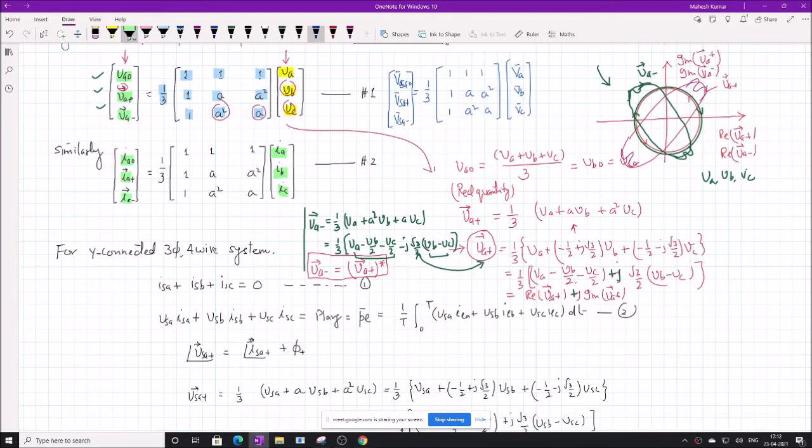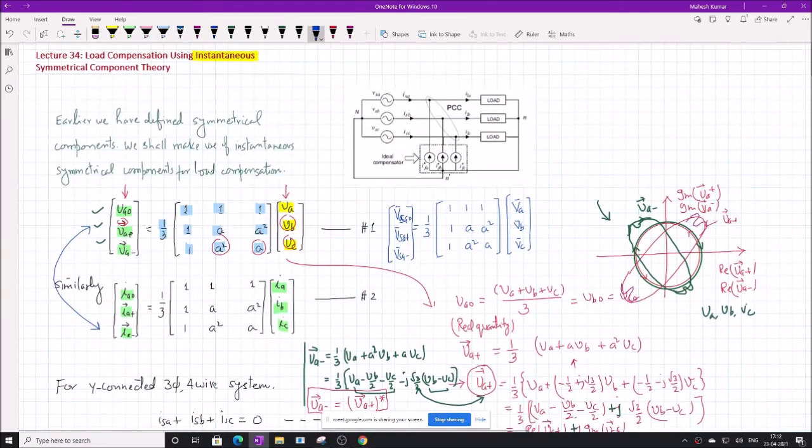These are very important concepts, and they are being used for compensating the three-phase 4-wire system shown in the figure here. As you see, we have a load which could be unbalanced and distorted. It may contain any kind of harmonic. So this load may contain a three-phase unbalanced and nonlinear load, including harmonics.